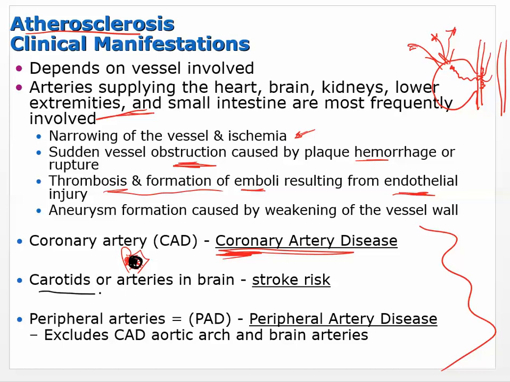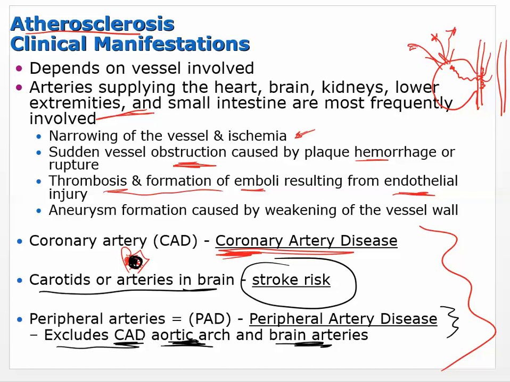If it's the carotid arteries or arteries in the brain, you have a risk of a stroke. If it's peripheral arteries, then we call that peripheral artery disease, and that pretty much excludes coronary artery disease, the aortic arch, which comes right out of the heart, and brain arteries. So if it goes a little beyond that, we tend to call that peripheral artery disease.